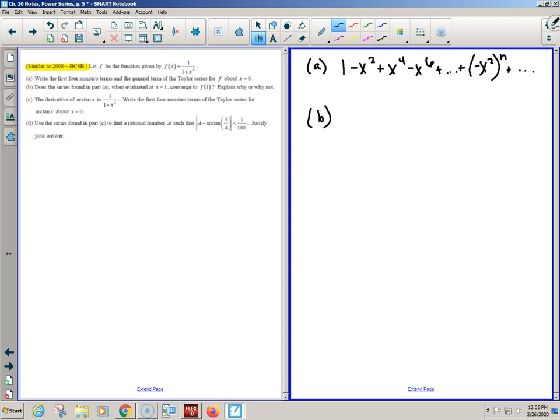Letter B. Does the series converge? Hold on, convergence. What do I know about convergence? I have a geoseries, right? With a common ratio of negative x squared, right? I don't have an interval of convergence where my absolute value of r, which is the absolute value of negative x squared, needs to be less than 1.